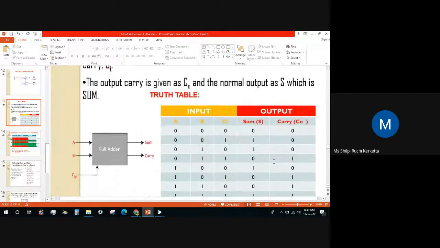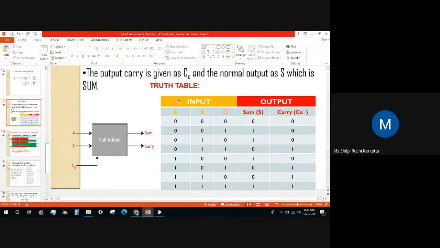So these are the outputs we should get for our full adder. Okay. For 0, 0, 0, the sum should be 0 and the carry should be 0. And wherever there is a single 1, we should get sum as 1 and carry as 0. Where two ones are there, we should get a sum of 0 and a carry of 1. And if three ones are there, then we should get a sum of 1 and a carry of 1. Okay.